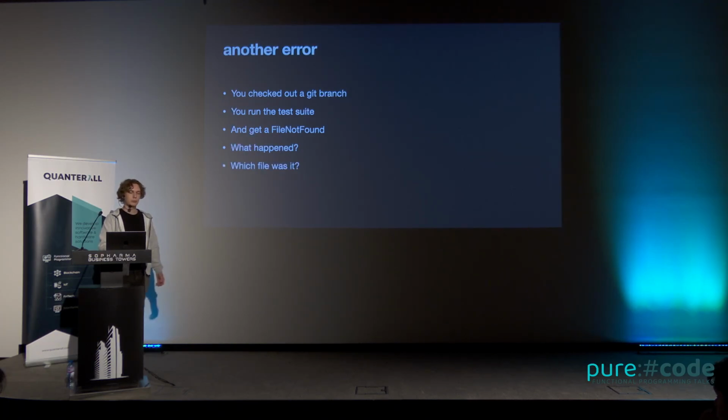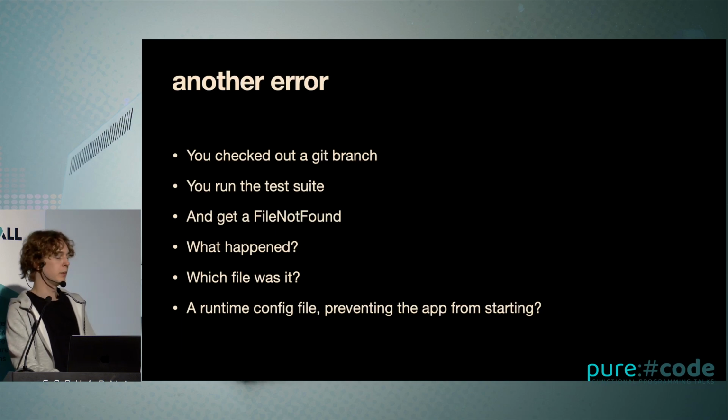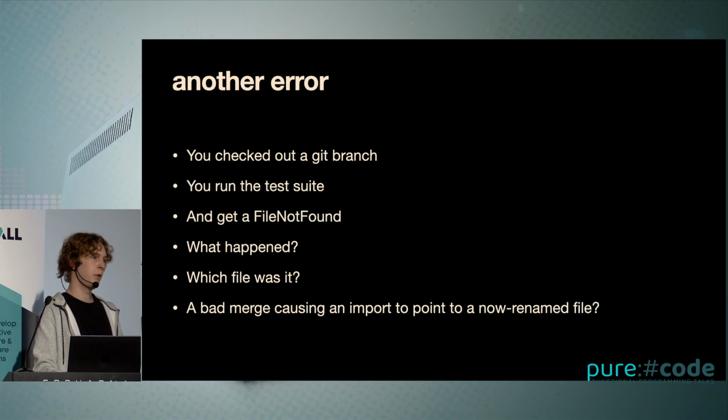It's like, what file was it? Is it a build config file, preventing our build tools from even starting? Which build tool, if we're using multiple ones? Is there a runtime config file preventing the app from starting, but we finished building it? Is it just like a bad git merge, so we have renamed the file, but an import was on a different branch or something, and now it's like pointing to a file which doesn't exist anymore, or which has been renamed?